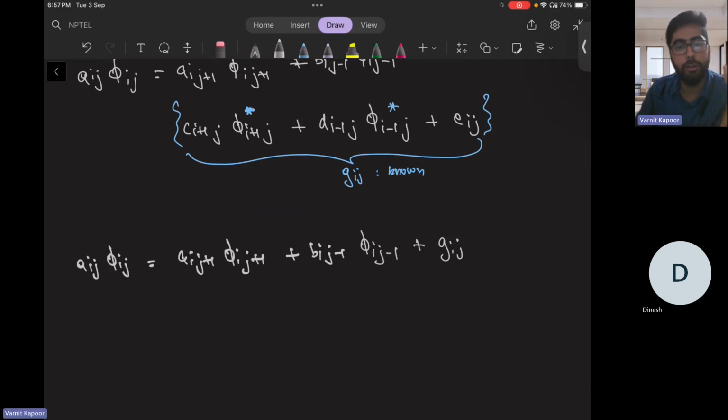Pretty simple. Now you will go from i equal to 1 to i equal to n again.